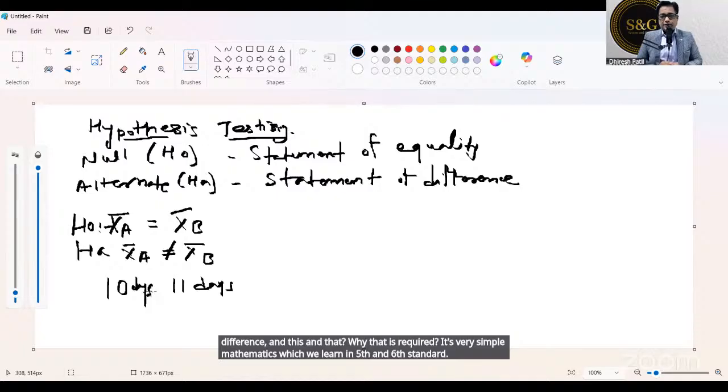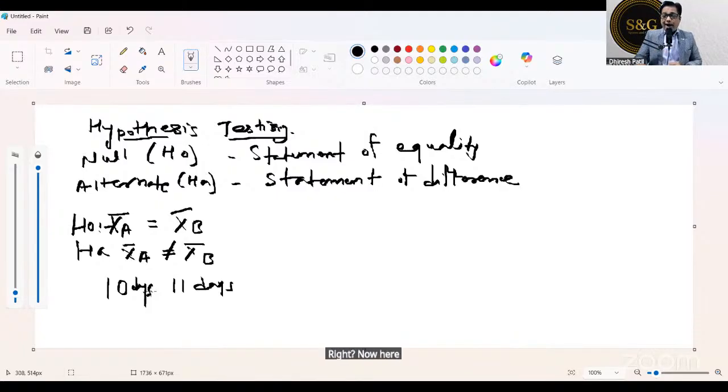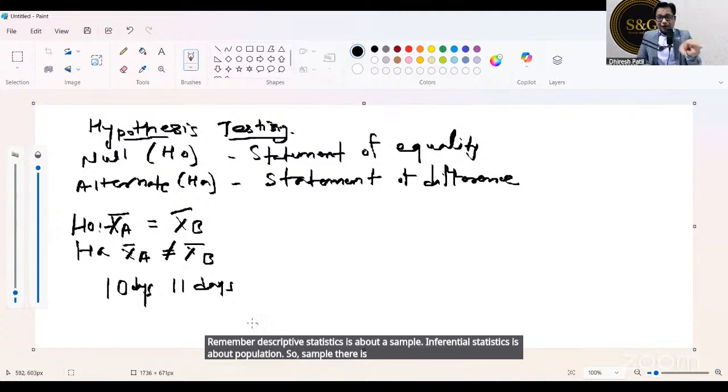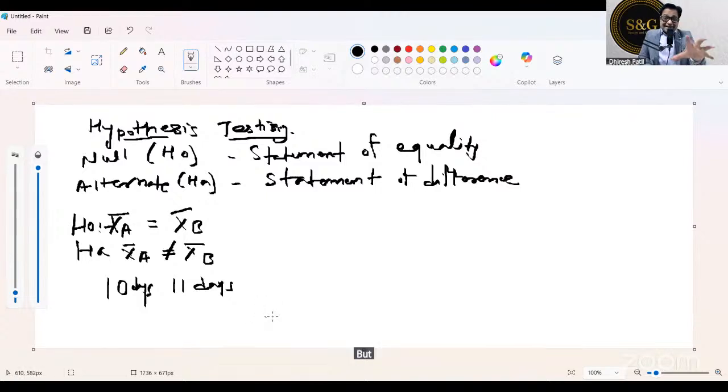Now here, go back to the basic fundamentals of statistics, the descriptive and inferential statistics. Remember, descriptive statistics is about a sample. Inferential statistics is about population. So in the sample, there is a difference of 1 day here. But is the difference long term, will it be significant statistically? That is what we are checking in hypothesis testing. So hypothesis testing is an inferential statistic. We are predicting the behavior of the population.